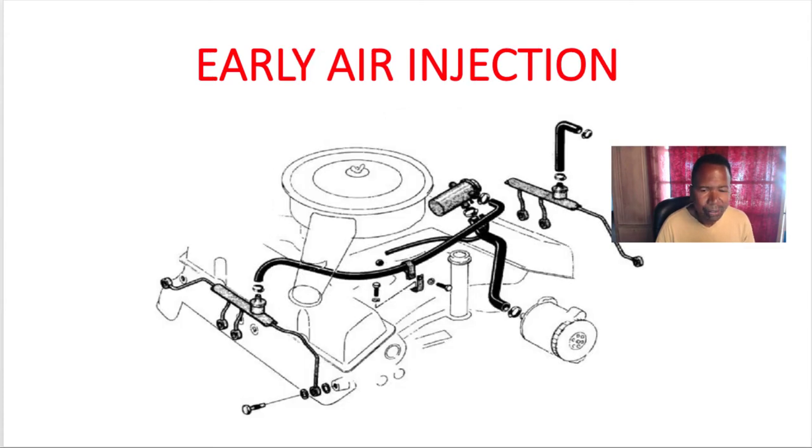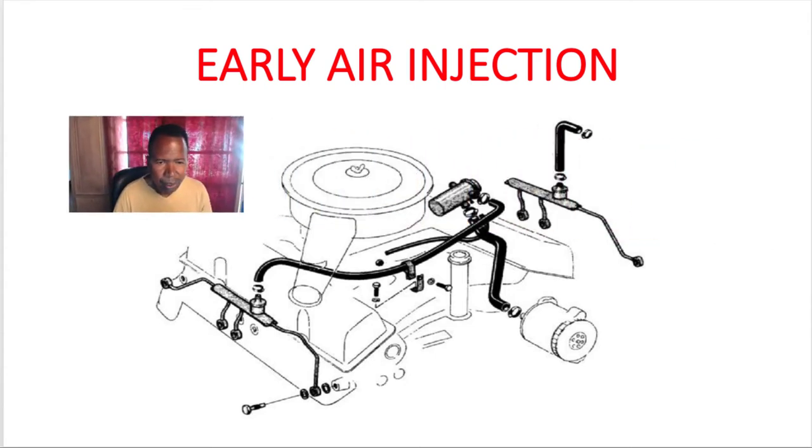The early fuel evaporator system, air injection system. The air injection pump. Which emissions are being controlled by this one? I keep saying that wrong. This emission control component, which emissions are being controlled by this system? You should have said HC and CO. So HC and CO are the main emissions being controlled by this system.